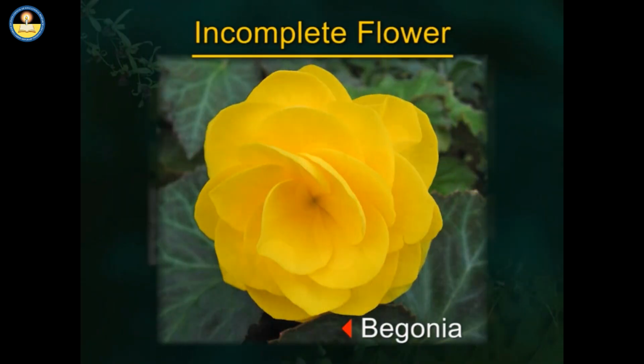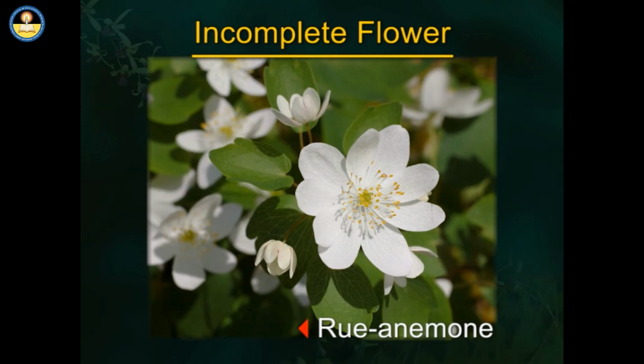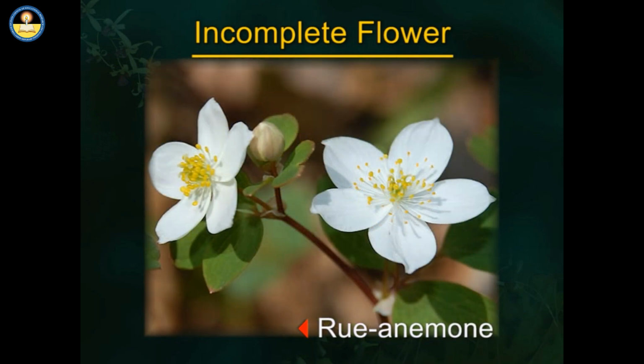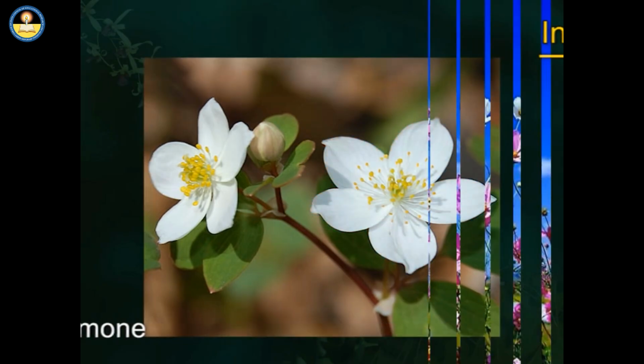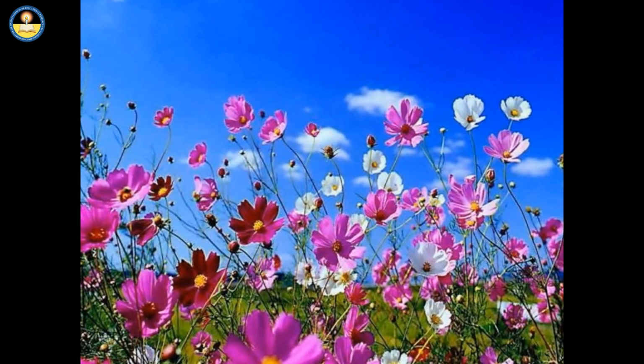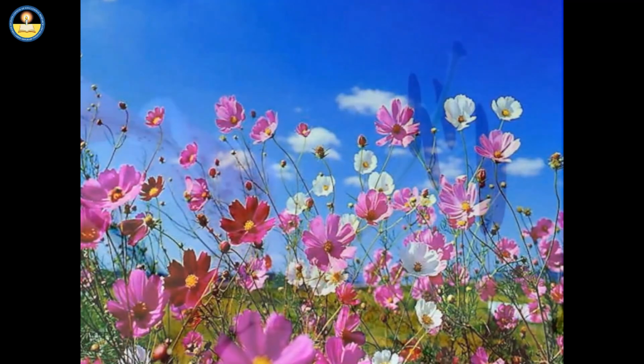Begonia, rue anemone are examples of incomplete flowers. Flowers of rue anemone lack petals. Its sepals look like petals. There is another way to categorize the flowers.